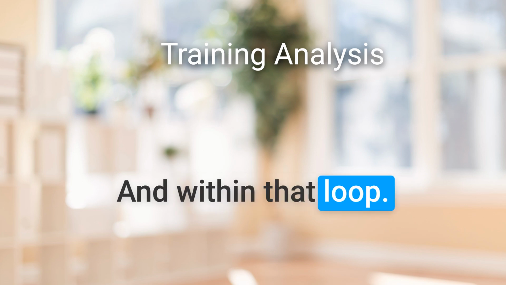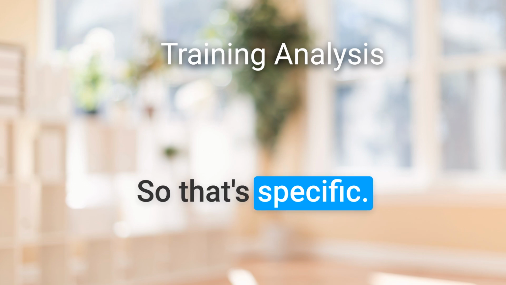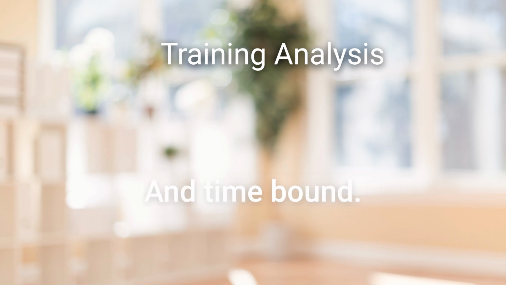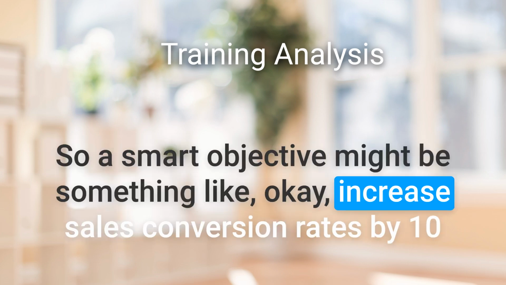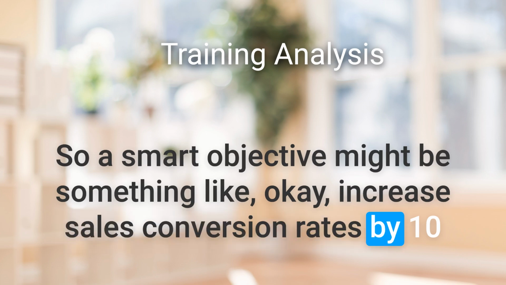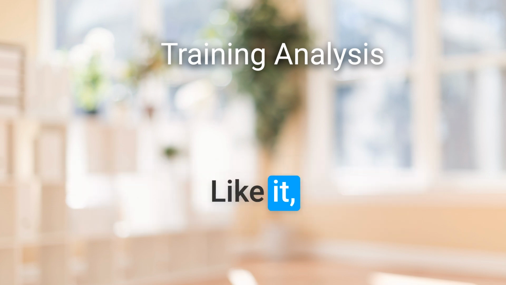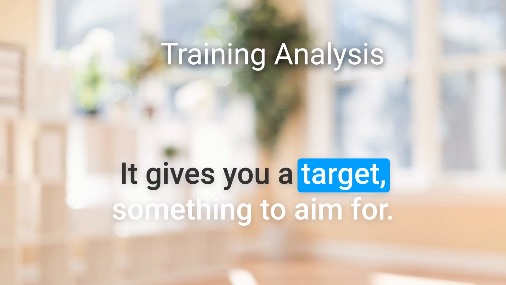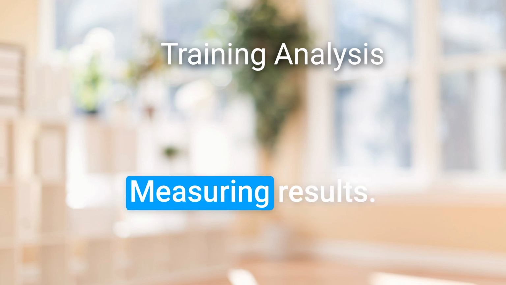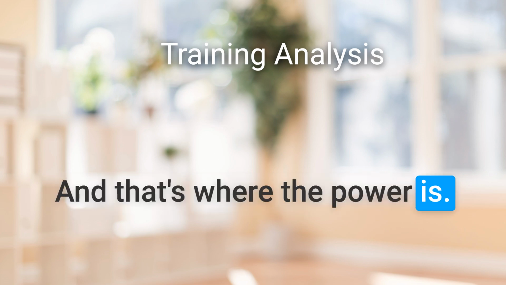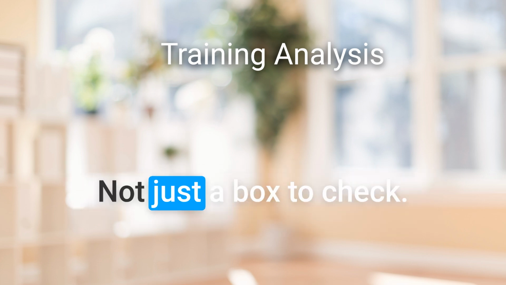Precisely. And within that loop, setting SMART objectives is key. That's specific, measurable, achievable, relevant, and time-bound. So a SMART objective might be something like increase sales conversion rates by 10% within 3 months of the training program. Concrete. It gives you a target, something to aim for. We're being strategic, setting goals, measuring results. And that's where the power is. It's making sure that training is a worthwhile investment, not just a box to check.